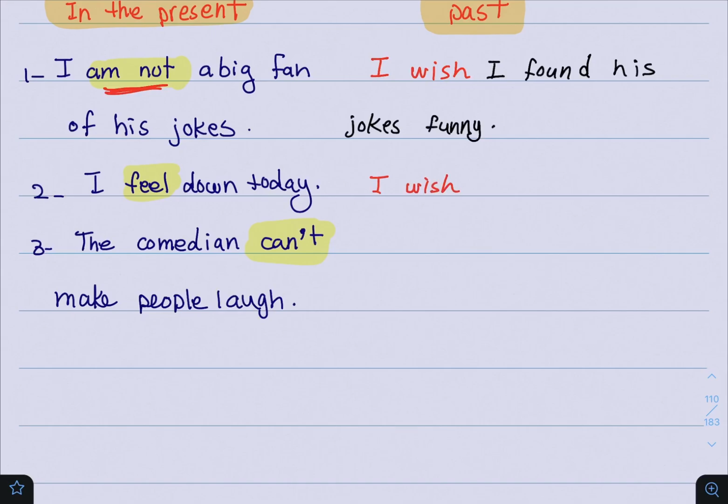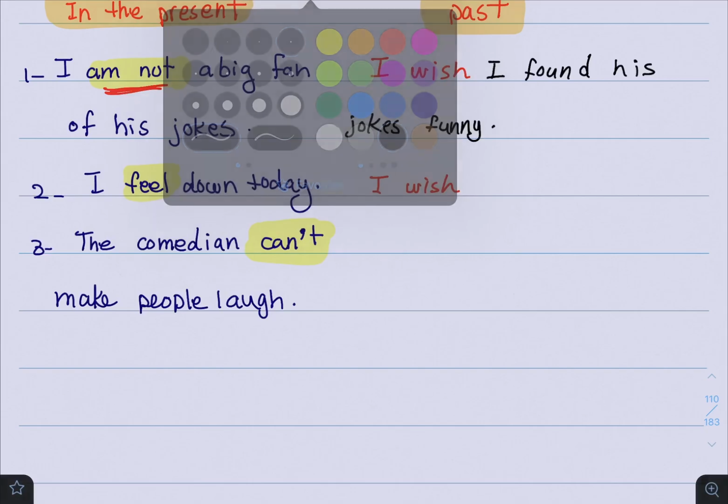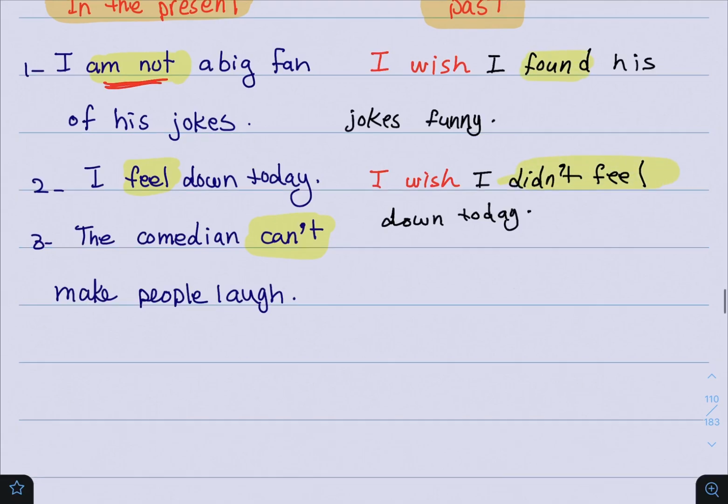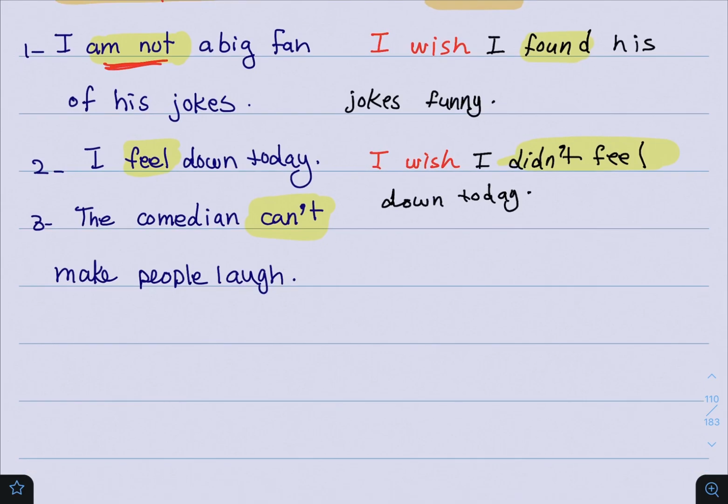Now I feel down today. You can start your statement by saying that I wish. Now I feel down today, so I didn't feel in the past again. Okay, I didn't feel now down today. So I'm just gonna highlight here the verbs.